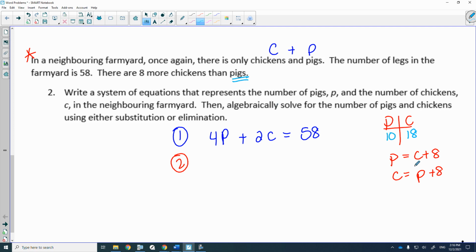So which system makes sense? First one or second? The second. So which one would you say? Second. Yep. The number of chickens is the number of pigs. So if I have 10 pigs, 10 plus 8 will give me 18. So it's the second. C is equal to P plus 8. I would probably do substitution for this one, right? You know what C is. Take C out in your first system and substitute in P plus 8.